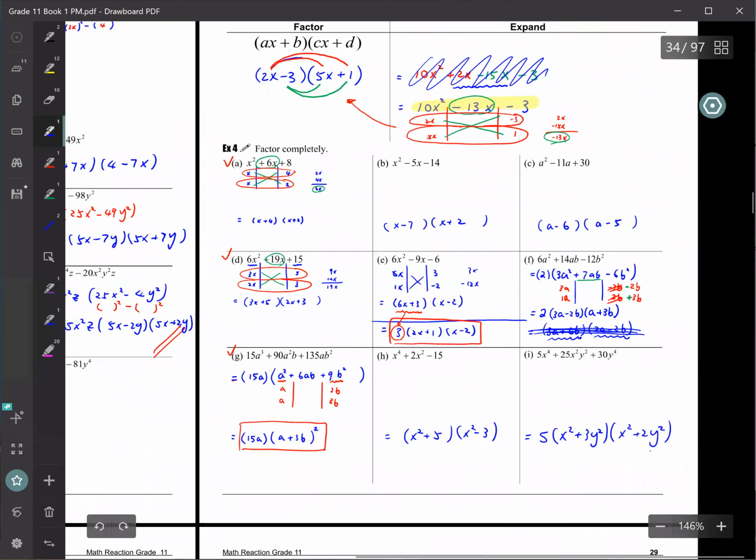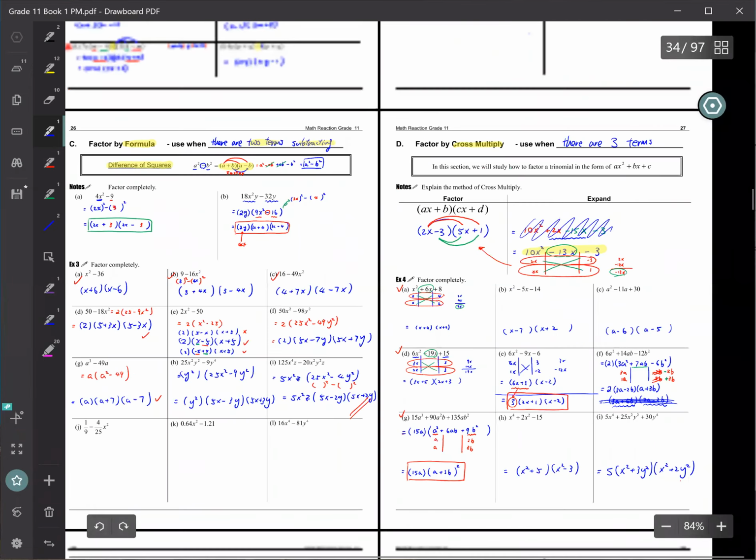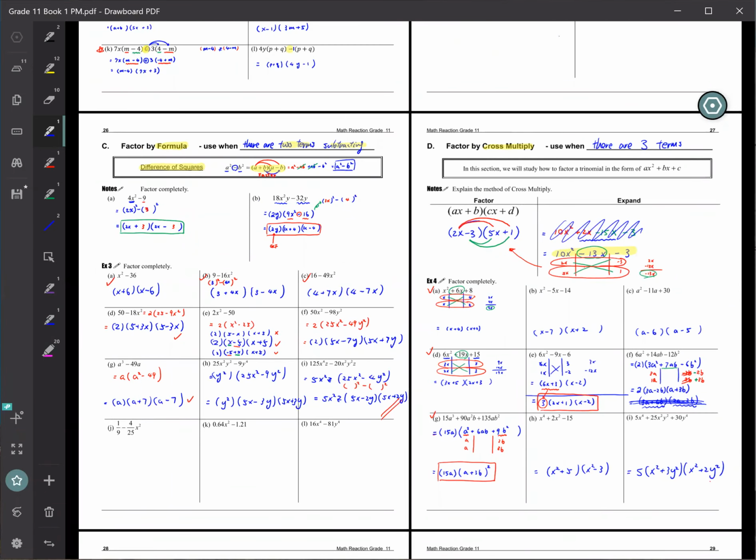All right, so if you guys have any question about these two methods, please stay after class. Otherwise, I'll see you guys next week, okay?